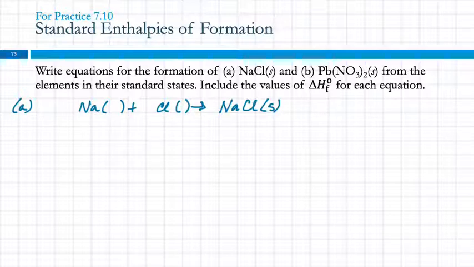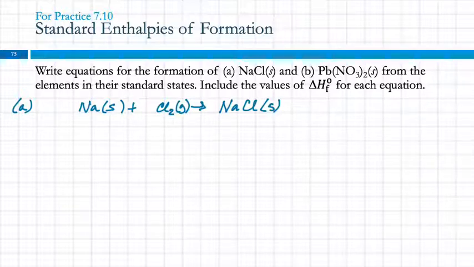Well, what do you think the standard state for sodium is? It's a metal, right? And on the periodic table, its symbol is black. That means it's a solid. So Na, solid. What about chlorine? It's a gas, because its symbol is red on that periodic table. And is it diatomic? Yeah, so Cl2.